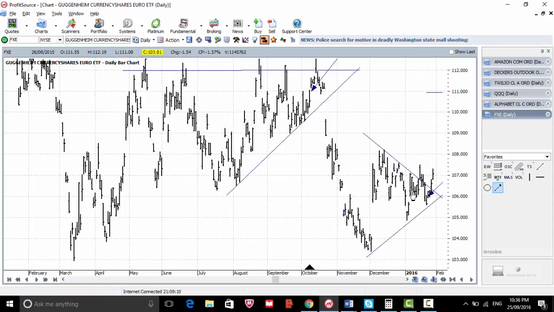So you can see now we have a close above that triangle, and the close on that particular day is 106.59, and we have another close higher at 107.06 the next day. Okay, that's what you want to look for. You want to look for two consecutive higher closes outside of that triangle.